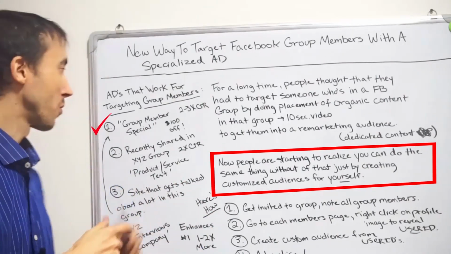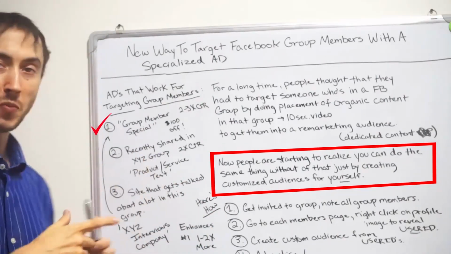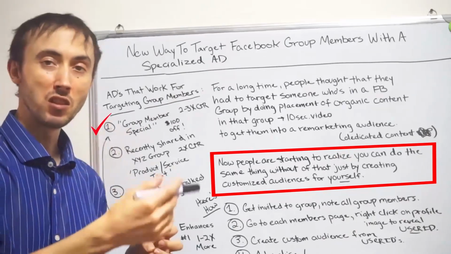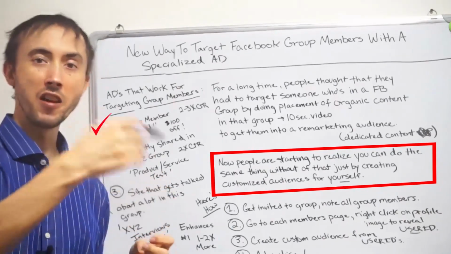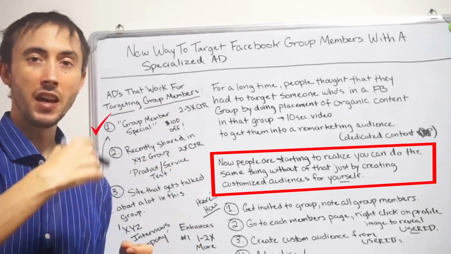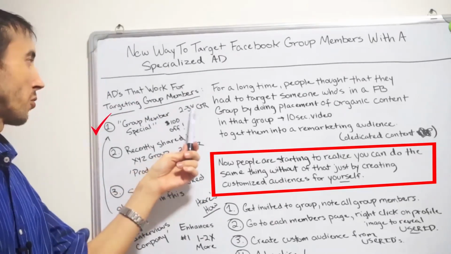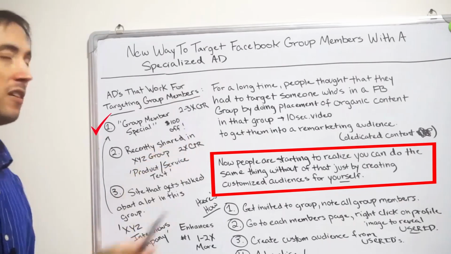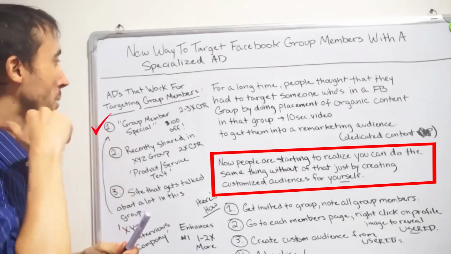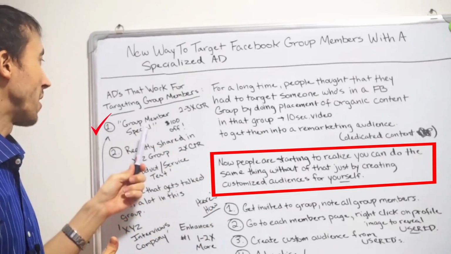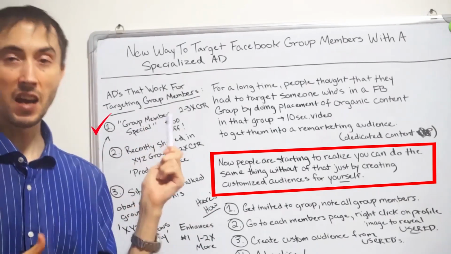I can just tell you like a group member special, and then mention the group, and then $100 off or a discount, and this month only. That'll get you a 2 to 3 times click-through rate. I said it a little bit wrong. It's a 2 to 3 times click-through rate increase by saying group member special versus not having group member special.